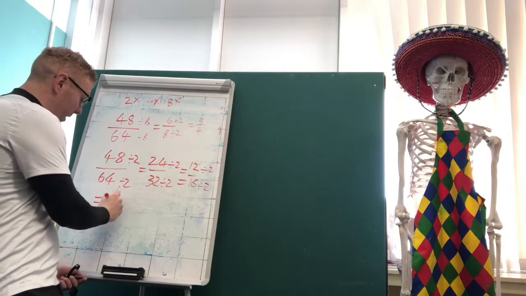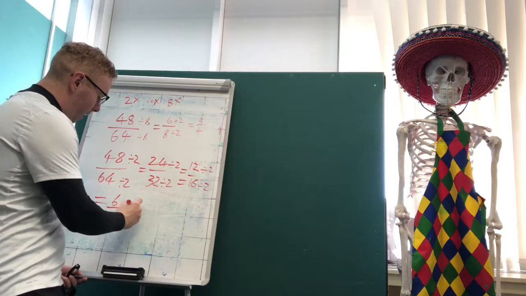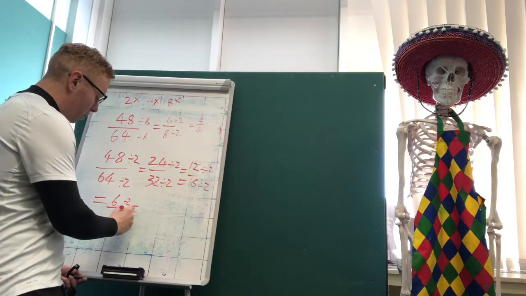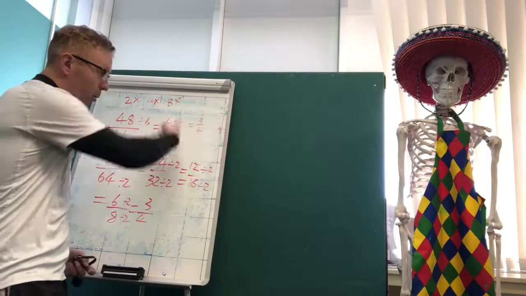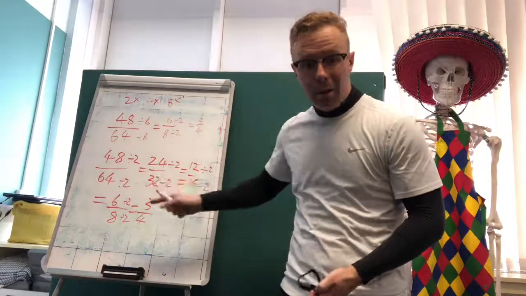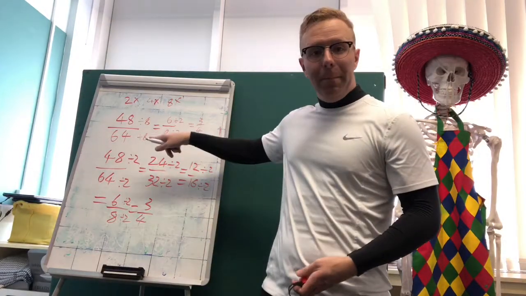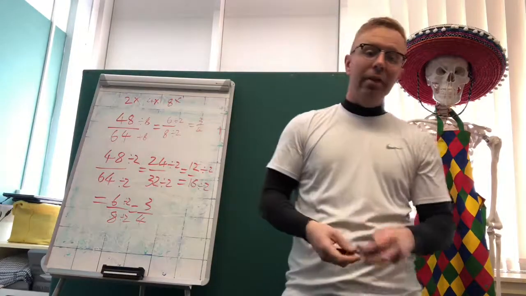12 divided by 2 is 6. Recognizing numbers now. 16 divided by 2 is 8. And then divided by 2 again, top and bottom again. 6 divided by 2 is 3, 8 divided by 2 is 4, 3/4. So you can see I got the same answer, but this way took me a lot longer. If you can find a bigger times table, you will do it much, much quicker. So I'm going to leave it at that.